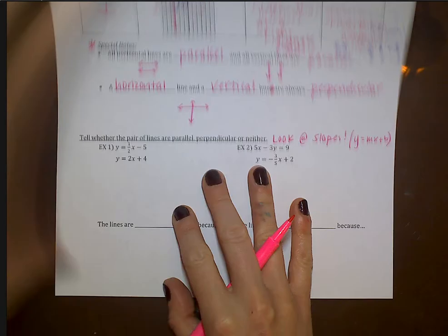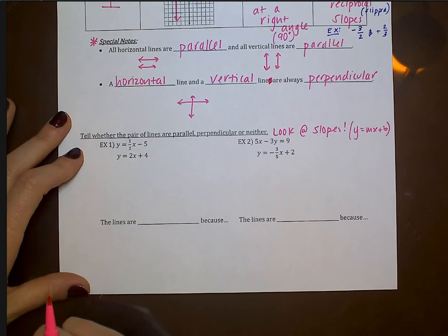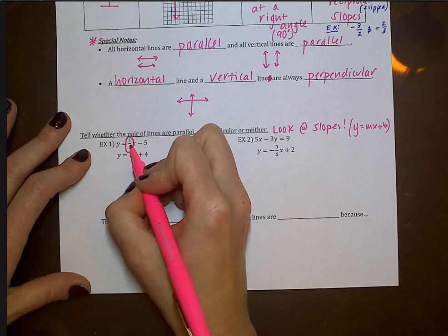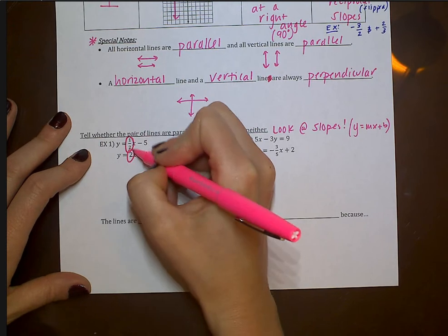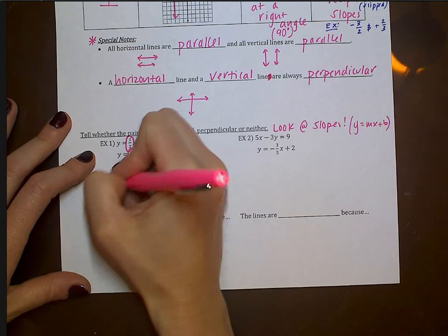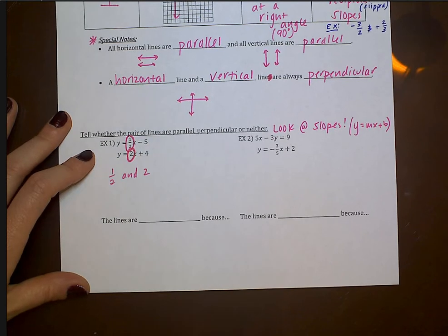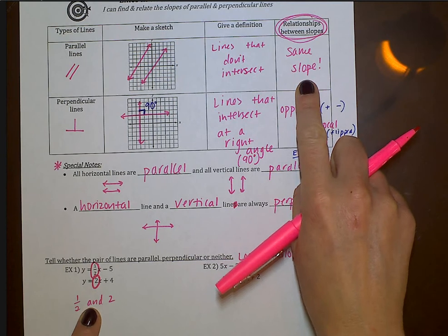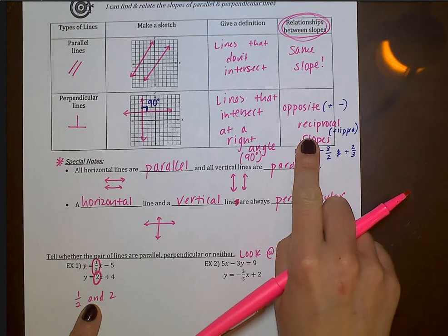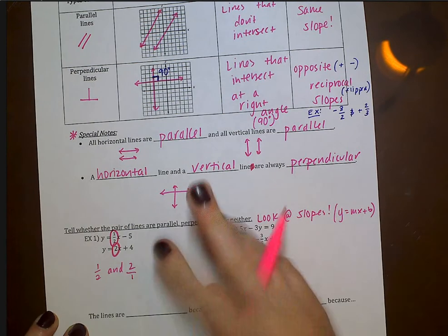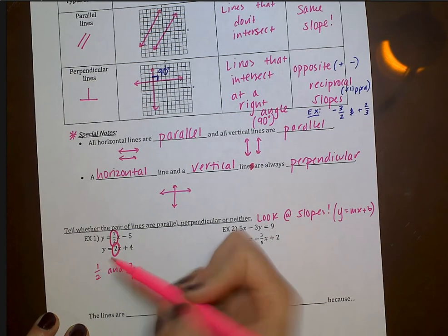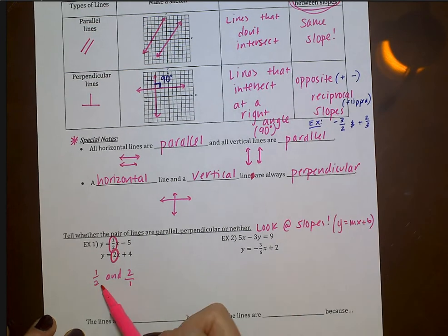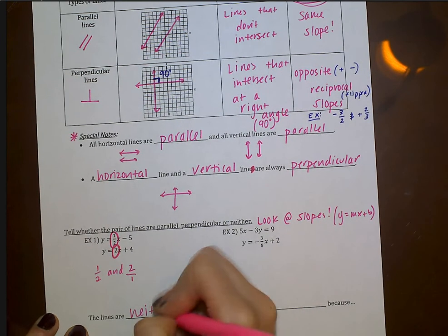So if you look at example 1, both of those are in mx plus b. So that makes it really easy. The slope of the first one is 1/2. The slope of the second one is 2. Okay, so I have 1/2 and 2. Those are my two slopes that I'm looking at. Obviously, these are not parallel because 1/2 and 2, not the same number. These are also not perpendicular. They are reciprocals, they're just flipped, so it's 1/2 and then 2/1. But they're not opposites. They're both positive. So these lines are neither parallel or perpendicular.